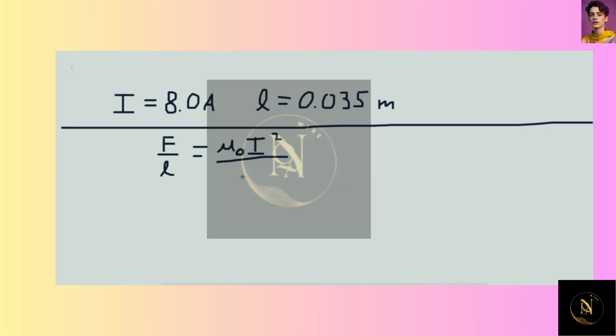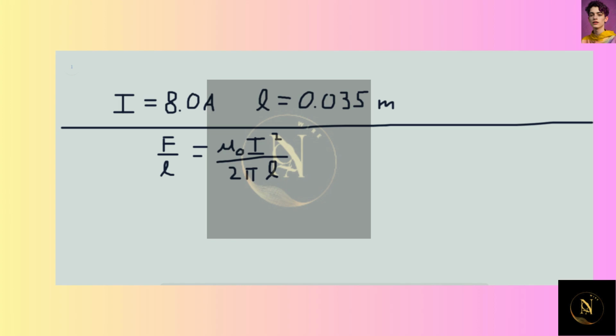The force per unit length between any two wires is calculated by the formula: the force over the length is equal to mu naught times the current in the two wires, but the current is the same in both, so it just gets squared, divided by 2 times pi times the length L. Here mu naught is the magnetic permeability of free space.